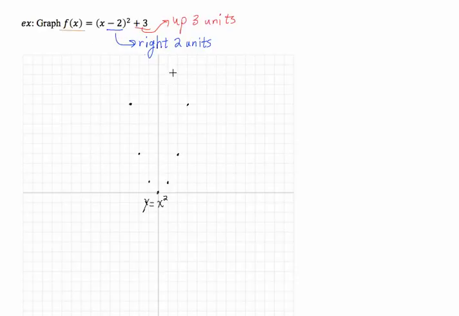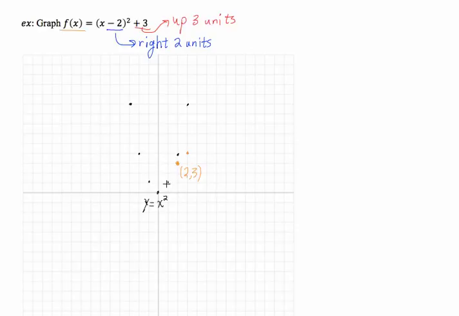So all these points go right 2 units, up 3 units. So I know the vertex is going to start right 2 units, up 3 units. So it's going to be at (2, 3). That'll be the vertex. Now, here's what I'm thinking. When I graph y equals x squared, if I start here at the vertex, I know that I go right 1, up 1 to get to the next point. So here I'm going to go right 1, up 1.